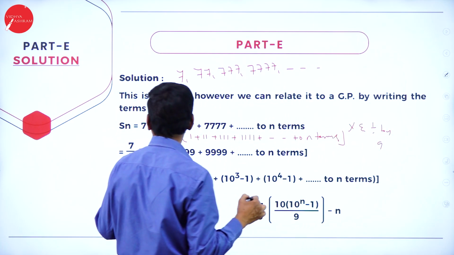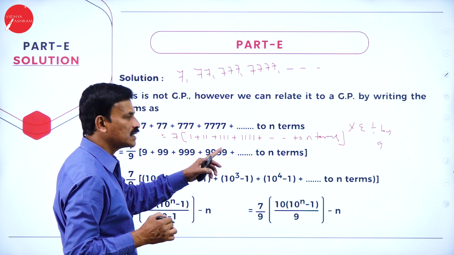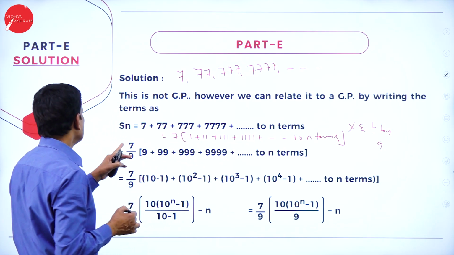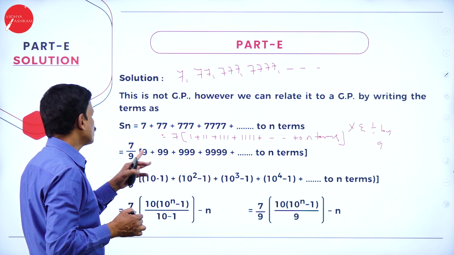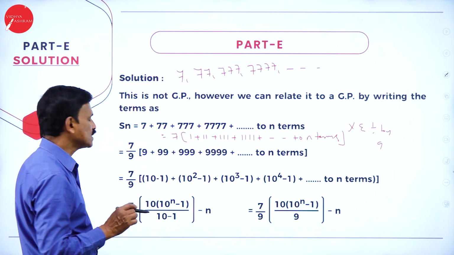What happens if you multiply by 9? You will get 9, 99, 999, 9999, etc. Divided by 9 means you will get the same stuff. So therefore, 7/9 into (9 + 99 + 999 + 9999 + ...). So just multiply and divide by 9.